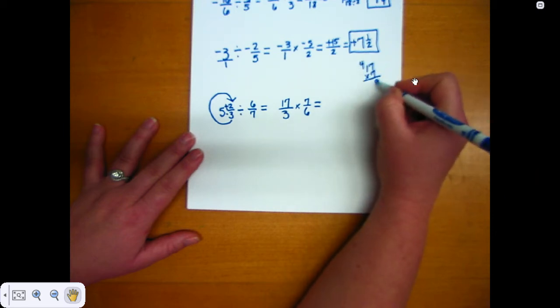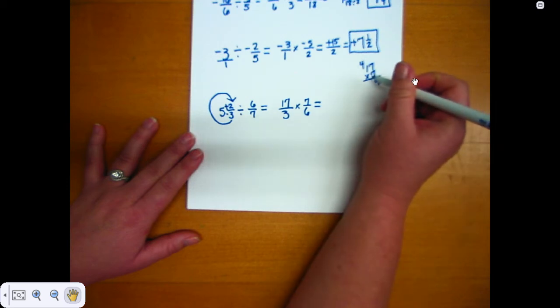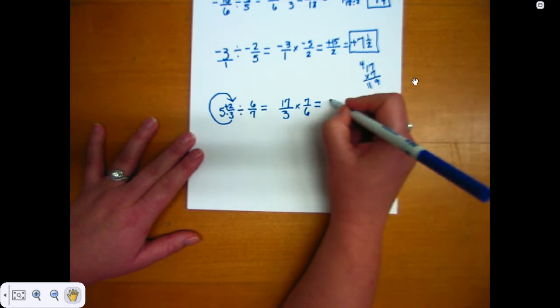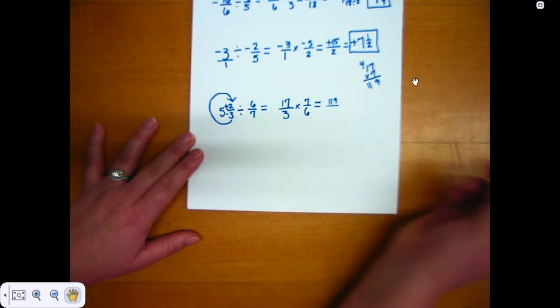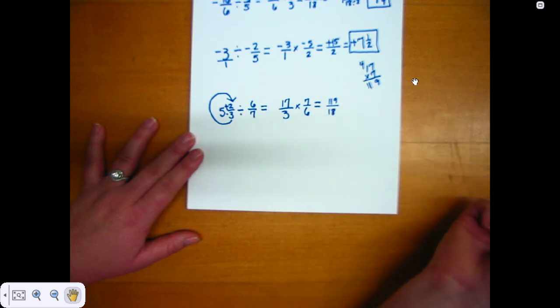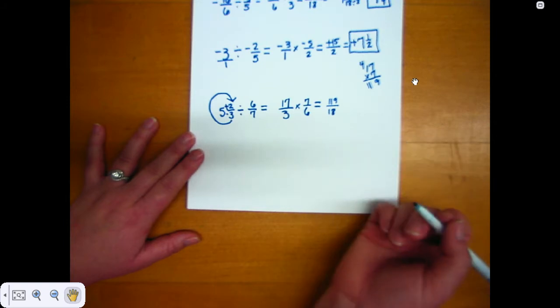7 times 7 is 49, so I did my 9, I carried my 4. 7 times 1 is 7. 7 plus 4 is 11. So I have 119 over 3 times 6 is 18. Now I can't leave it like that, so I need to divide to get the right answer.